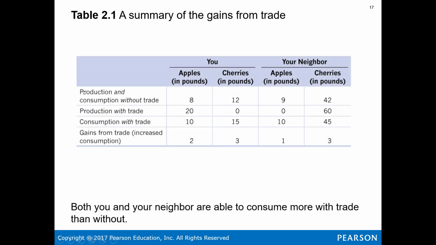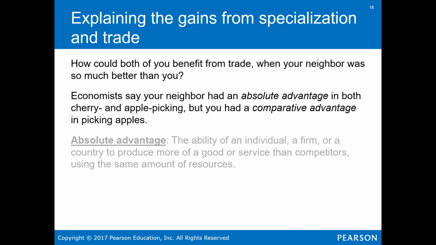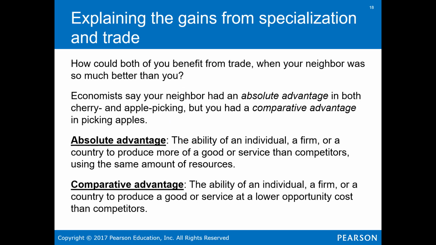And this is it in a table format. So we have the production without trade of you and your neighbor, production with trade, and then consumption. And so, technically, the gains from trade is you increased your pounds in apples by 2 and your pounds in cherries by 3, and your neighbor increased their pounds in apples by 1 and their pounds in cherries by 3. So gains from specialization in trade.